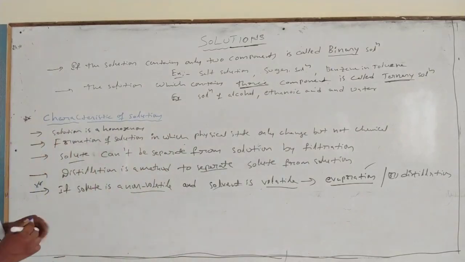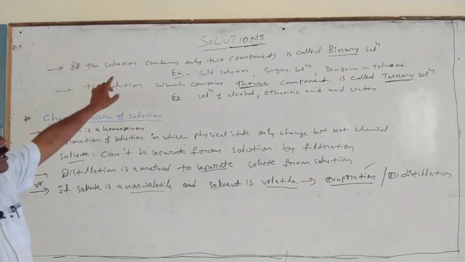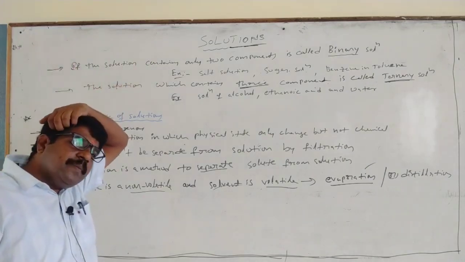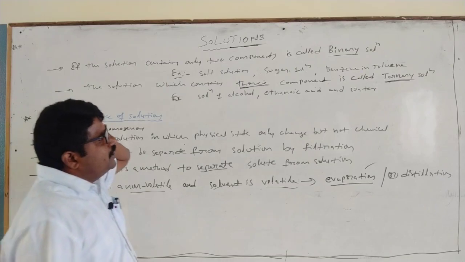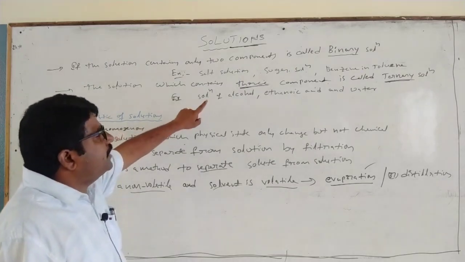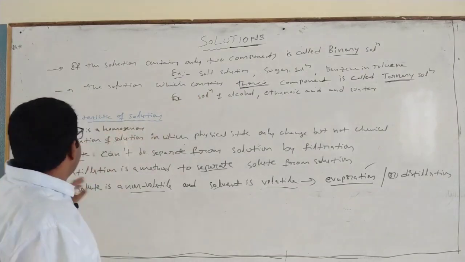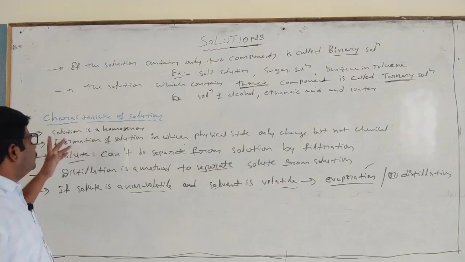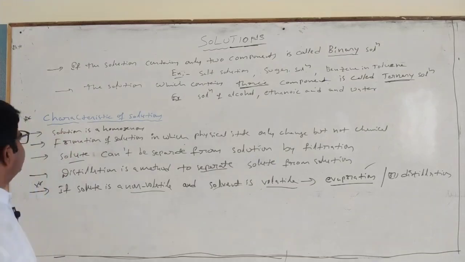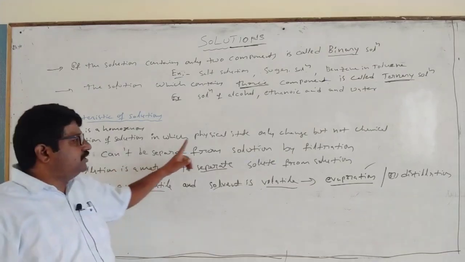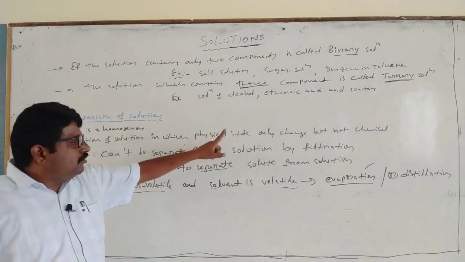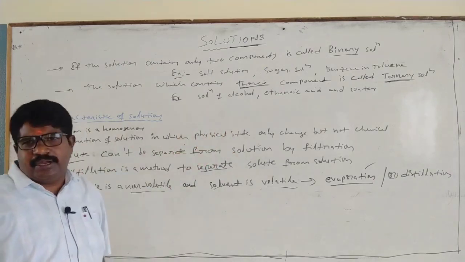Binary solution means the solution which contains two components. Ternary means the solution containing three components. What are the characteristics of a solution? First of all, a solution is homogeneous. Second, in the formation of a solution only the physical state changes, not the chemical.